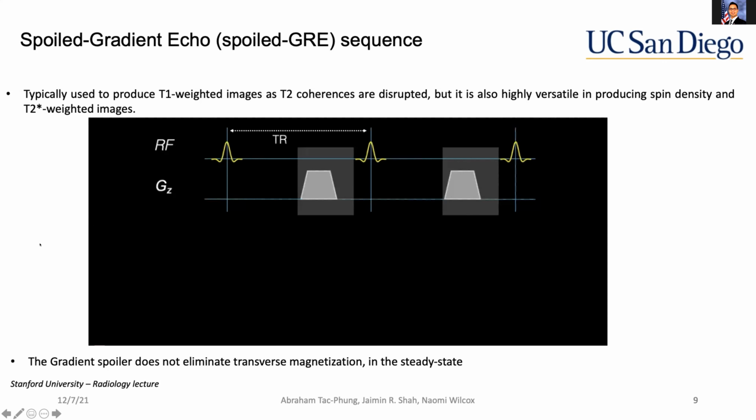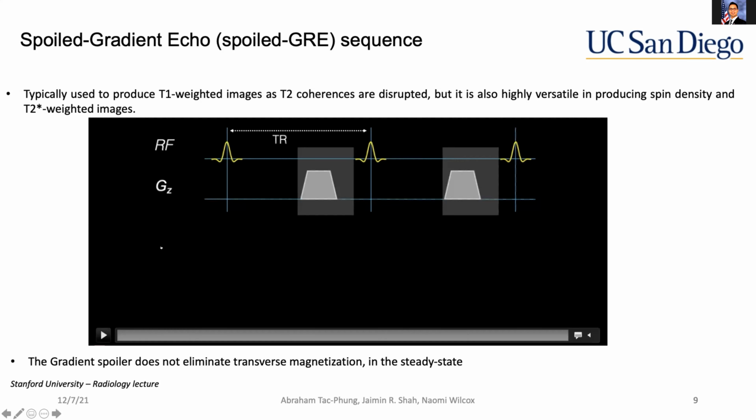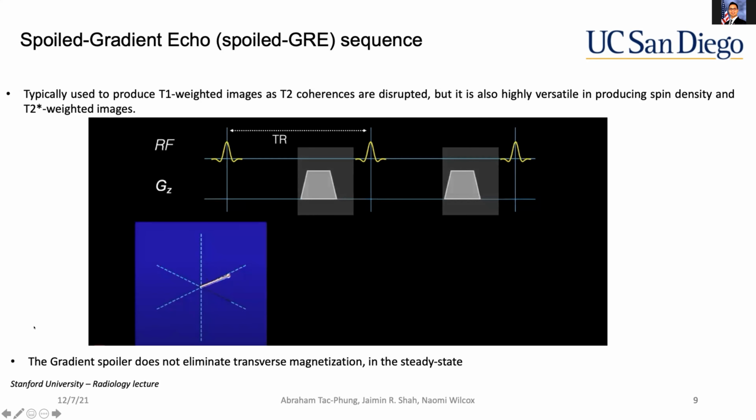Spoiled GRE is a spoiled gradient echo sequence. It's one of the typical sequences used for T1 weighted images, as the T2 coherences are disrupted, but it is also highly useful for producing spin density as well as T2 star weighted images. Here we can see that in the gradient spoil sequence, we ignore all other imaging gradients so that we're left with the RF pulse and the spoiler. These are the spoiler signals in the gray boxes. Over here is a little animation for the tip magnetization, which rotated one cycle for the dephasing.